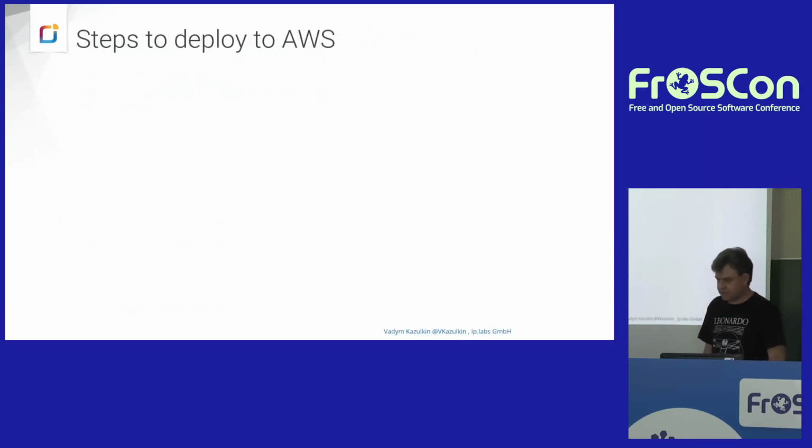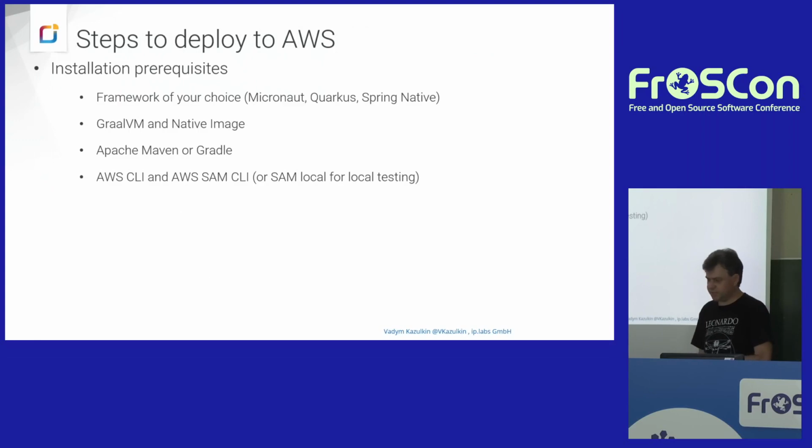So we are running out of time. I will show you several steps, so how this all works. They are quite similar. I wrote some sample applications and then ran them with GraalVM native image with Micronaut, Quarkus, and Spring Native. So the stuff is simple.